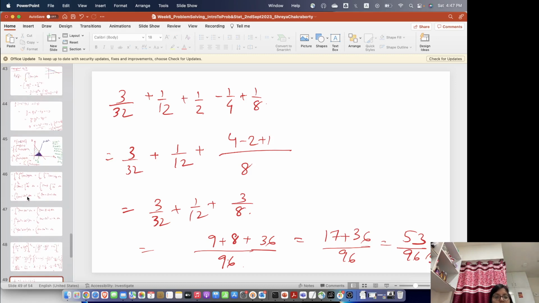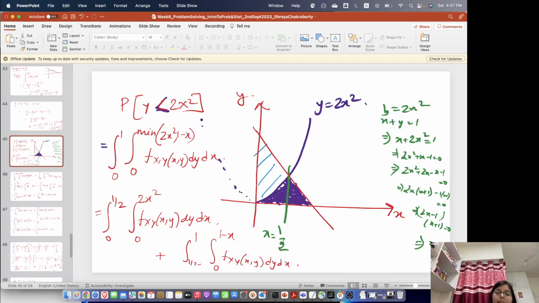So the key point to note over here is when we have y less than 2x square, when x ranges from 0 to half, the minimum of the range is minimum of these two, that is 2x square. So we'll integrate the joint probability within that range, and when we are moving from half to 1, this is 0, this is 1, this is also 1. When we are moving from half to 1, y can range from 0 to 1 minus x. This line is y equal to 1 minus x. So then we'll integrate from 0 to 1 minus x.